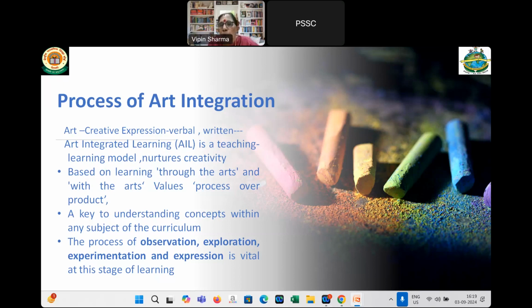Process is adopted by the teacher. And who is the product? The child is the product, the final product, who has developed into a good human being. So a key to understanding concepts within any subject is that the process of observation, exploration, expression is vital.